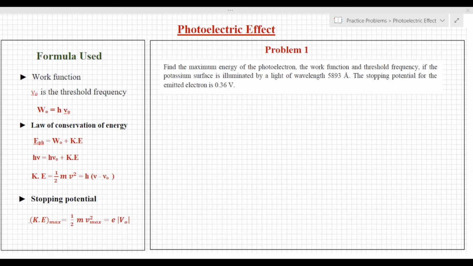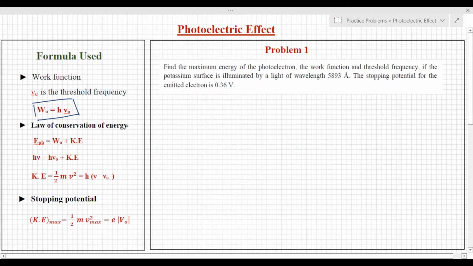Work function is the minimum binding energy required for an electron to escape from a particular metal surface. This energy is represented by h nu naught. W naught is equal to h nu naught, where nu naught is known as the threshold frequency. Threshold frequency is the minimum frequency below which the electrons cannot be knocked out from the metal surface. Above the threshold frequency, the electrons can be ejected from the metal surface.